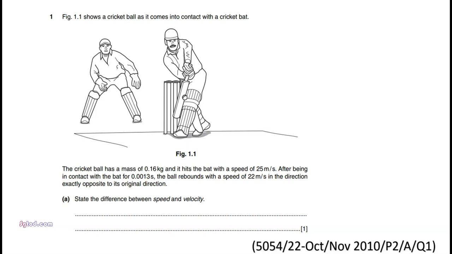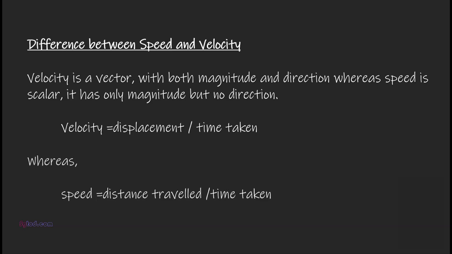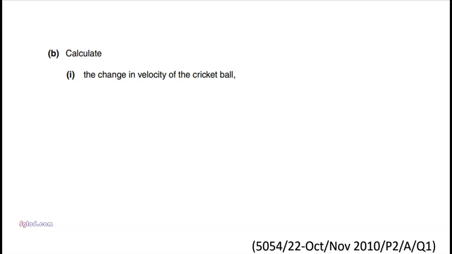In part A of the question, you are required to state the difference between speed and velocity. If you answer that velocity is a vector with both magnitude and direction, while speed is a scalar, it has only magnitude but no direction, you will get your 1 mark. You can also add that velocity equals displacement divided by time taken, while speed equals distance traveled divided by time taken. We are required to calculate the change in velocity.